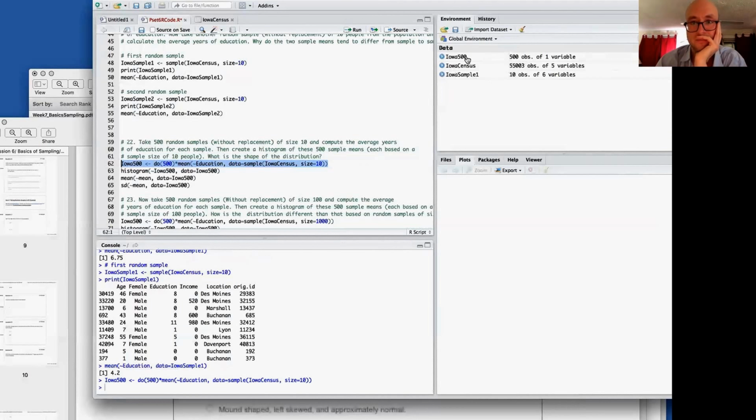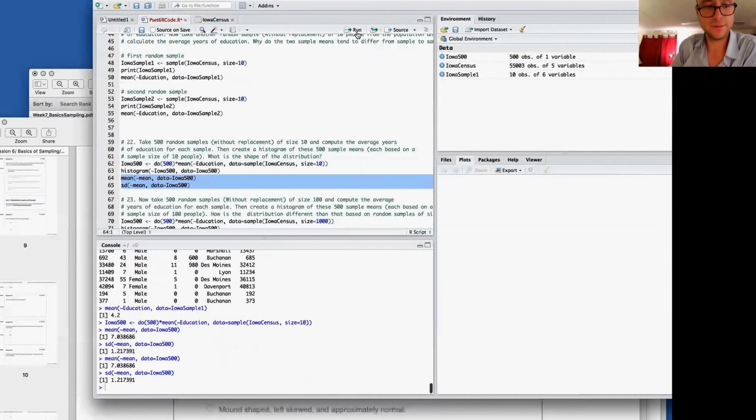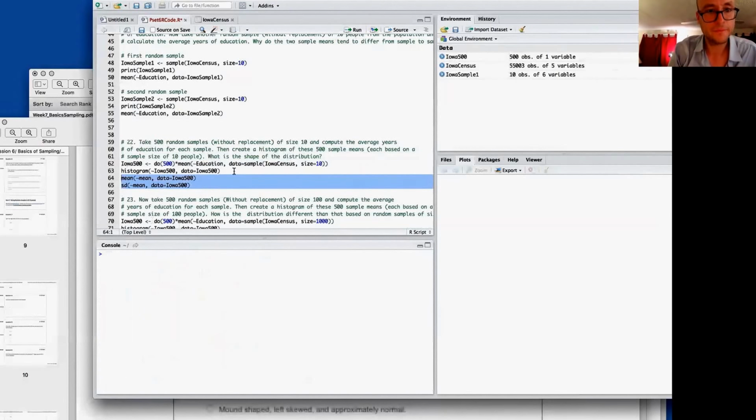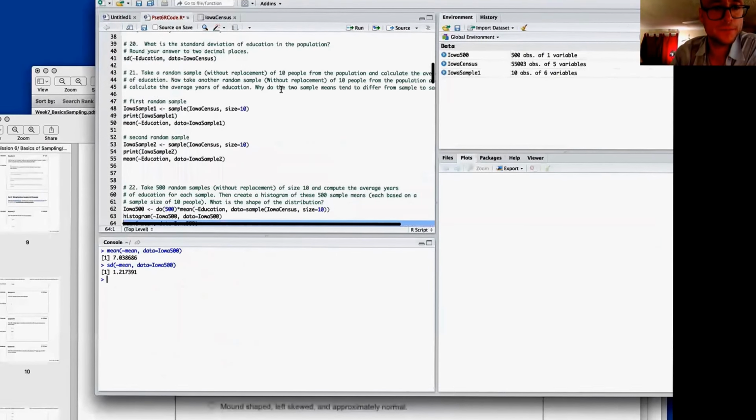And there we have it. And we just did that once. And now we can do a histogram. Let's just take a look at the mean and standard deviation of this. This is going to be the mean of 500 samples of 10, and then this will be the standard deviation of 500 samples. Whoops. I'm going to clear out the junk here. So the mean is 7, and the standard deviation of these 500 samples is 1.21.